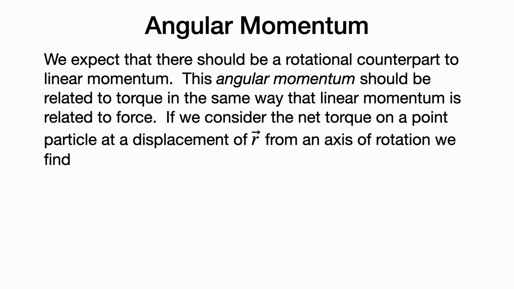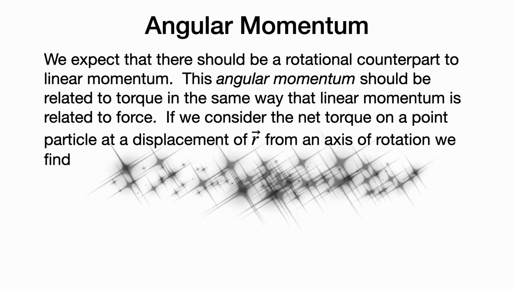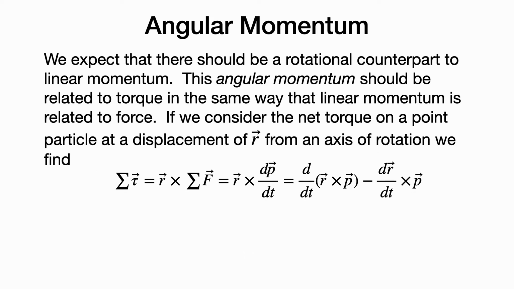If we consider the net torque on a point particle at a displacement of r from an axis of rotation, then we find that we can relate that net torque to r cross the time rate of change of the linear momentum. If we bring the r inside the time derivative, then we must subtract off a counter term, dr/dt cross p. But dr/dt is the velocity, and the velocity is parallel to the momentum, so this term drops out. And we find that we can define an angular momentum, r cross p.